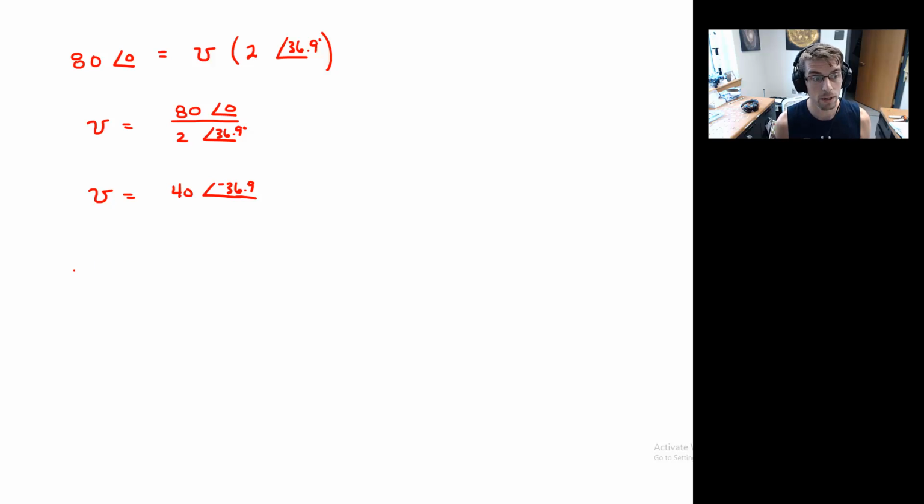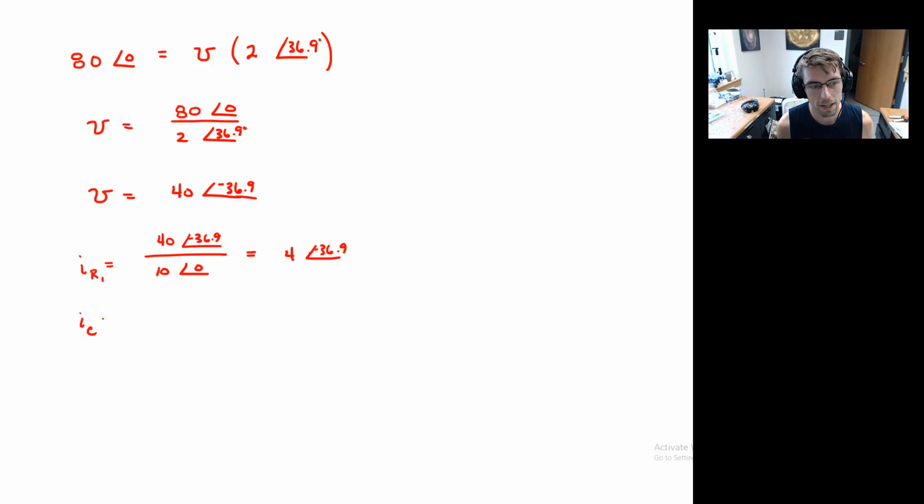And, okay, well, let's now go ahead and find our values of our currents. Well, if I use my phasor relationships, 40 at negative 36.9 divided by 10 at 0, I get 4 at negative 36.9.